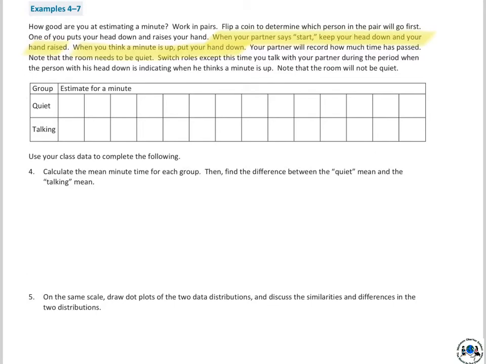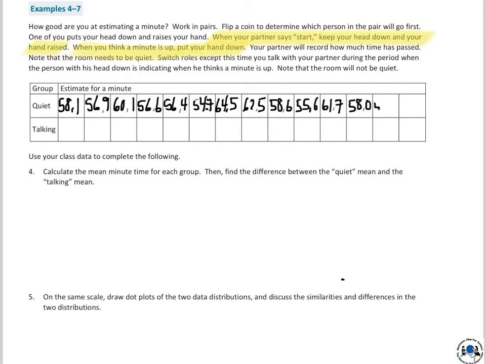Okay, so what I did here then is I went ahead and got some data, and here's that data. These are the times, and how many are there? 10, I think: 2, 4, 6, 8, 10, 12, 14.